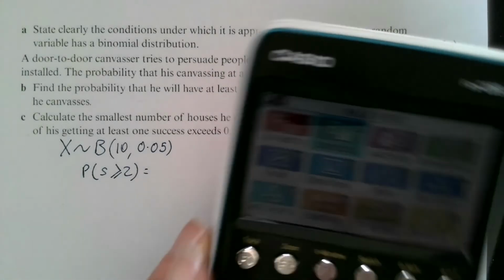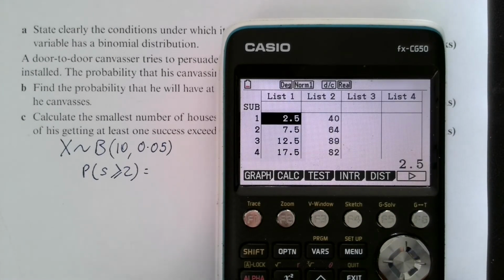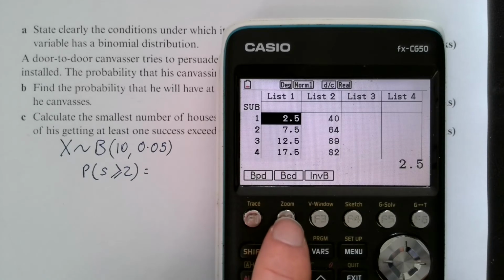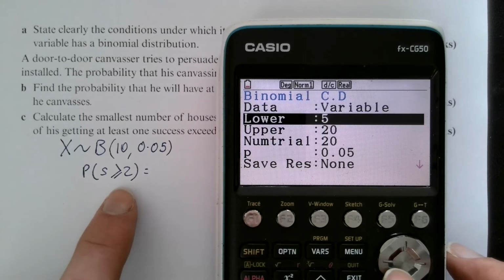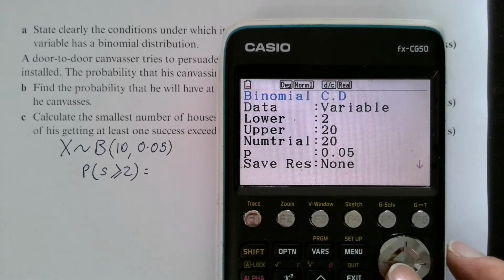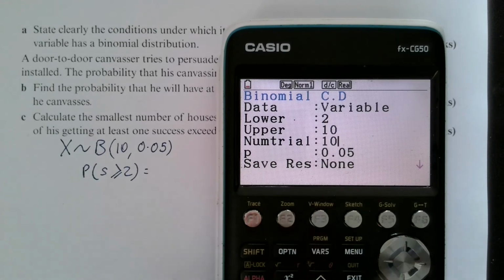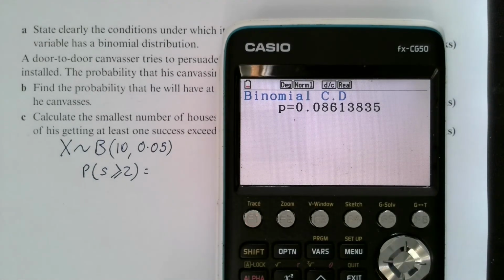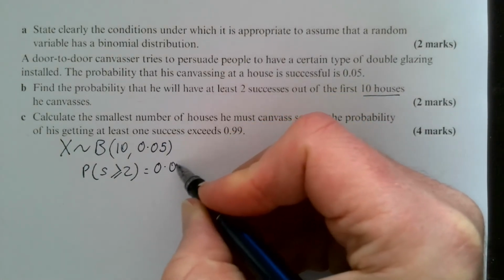And what we need to do is go back to the calculator, and go to statistics mode, then distribution, then binomial, and then cumulative distribution, so that's BCD. Then we need to fix what we want. We want 2 to be the lowest amount that could happen, an upper amount of 10, and the number of trials is 10. Probability is already at 0.05, so I just press execute a couple of times, and I get 0.0861.